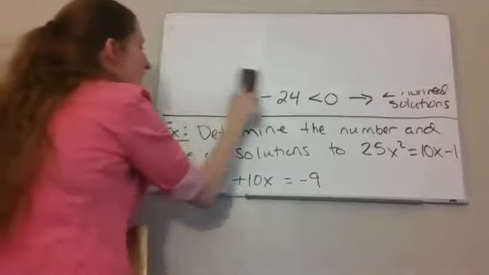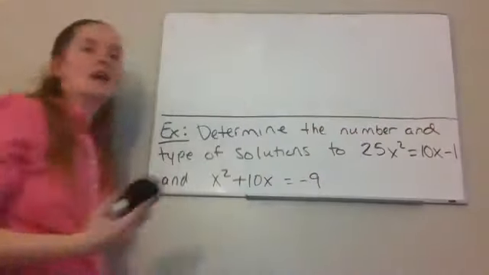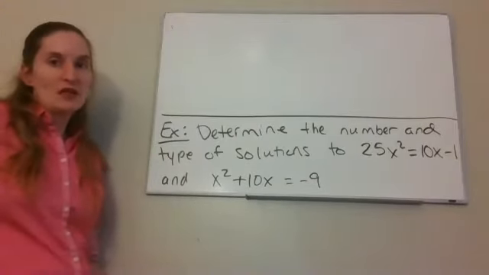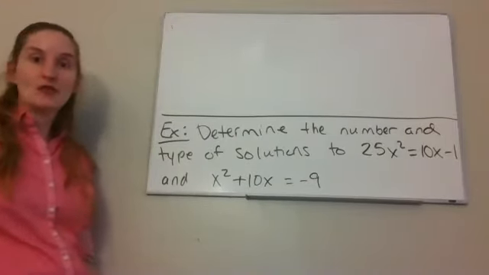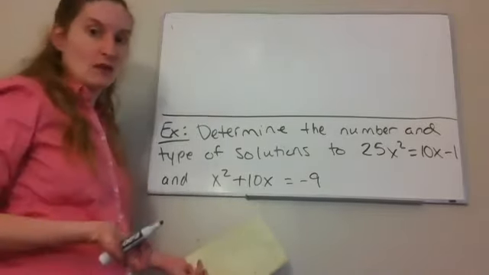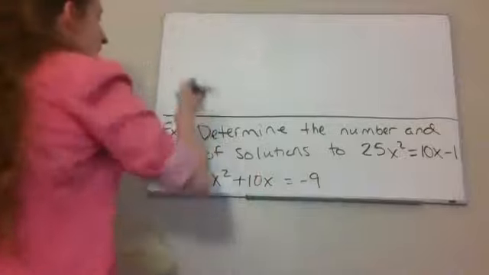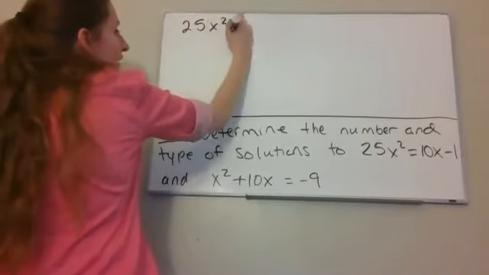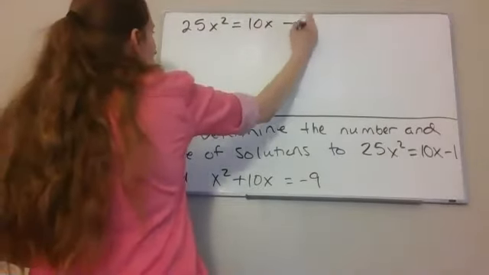So notice the way that this problem is phrased, it's not asking us to actually solve these equations. We just need to find out how many solutions there are and are they real or not real. So we can just use the discriminant. Let's start with the first problem, 25x squared equals 10x minus 1.